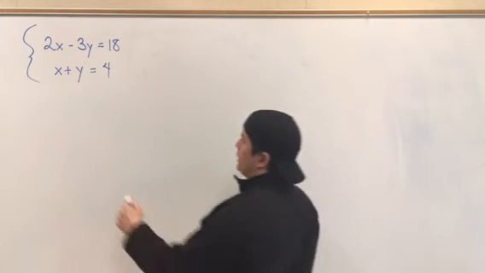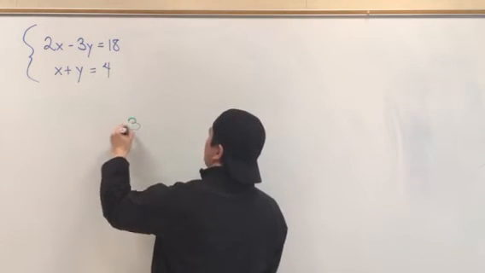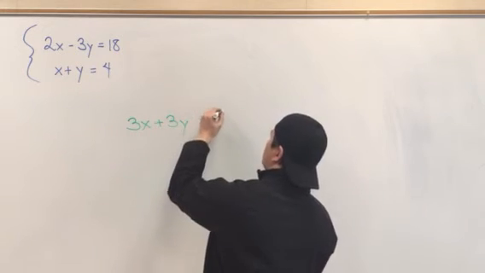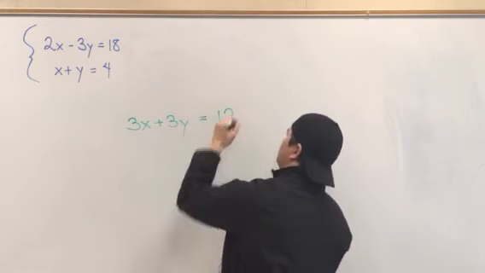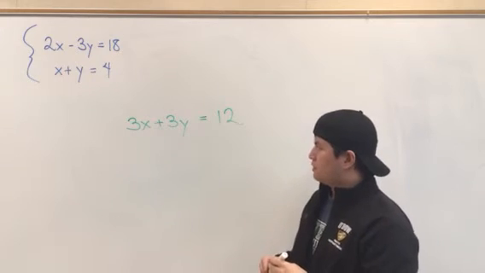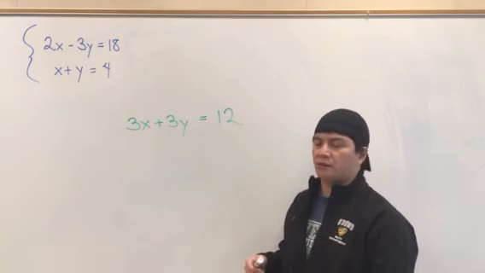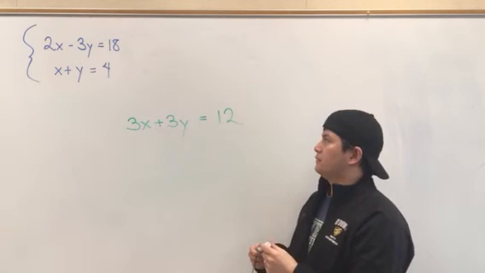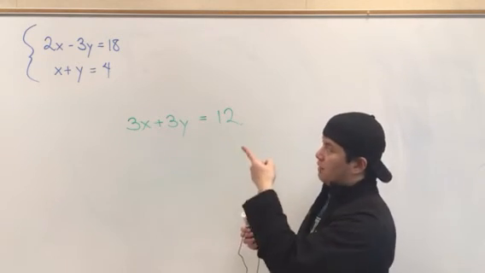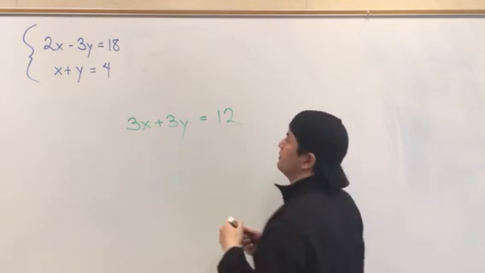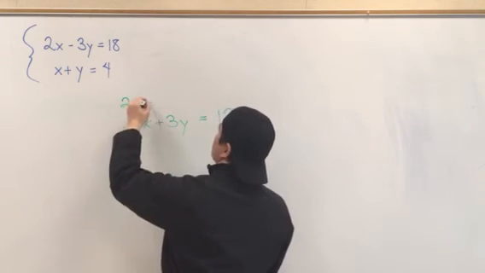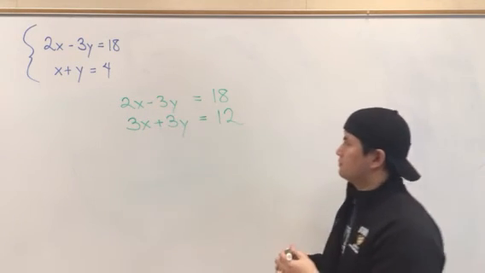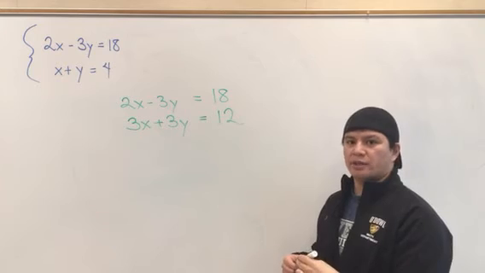So let's do that. I'm going to change this to 3 times x plus 3 times y is equal to 3 times 4. So 3x plus 3y is equal to 12. Multiplying the left side by 3, multiplying the right side by 3. I'm just going to rewrite the top equation right above this one. That is 2x minus 3y equals 18. And now I'm going to go ahead and combine them.